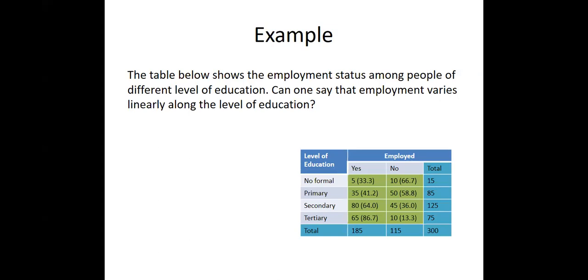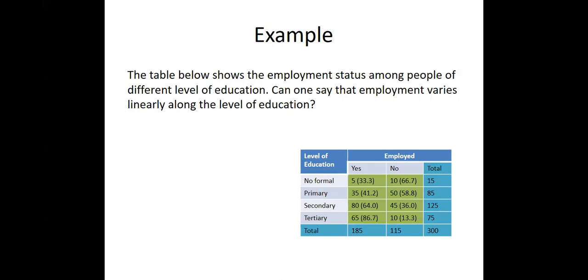So we have an outcome variable that is dichotomous, two categories. The exposure variable is ordinal. For it to be ordinal, of course, it has to be more than two categories and must be ranked. Look at the example here. Employment status is the outcome variable, whether somebody is employed or not. So it's binomial, two categories, yes or no.